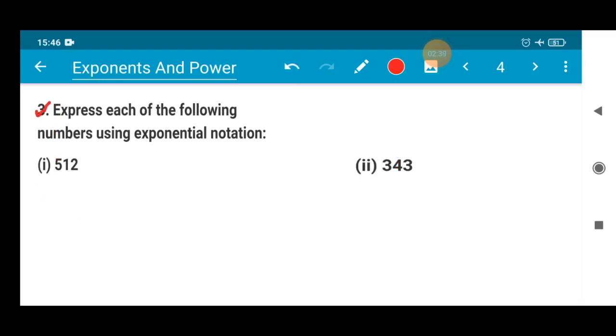Let us now solve question number 3. So compared to question number 2, question number 3 is a little bit tricky one, but very knowledgeable, very helpful for your higher class. Okay, so I request you all to listen to this lecture very properly. Express each of the following numbers using exponential notation. So 512 is the normal number, counting number, right?